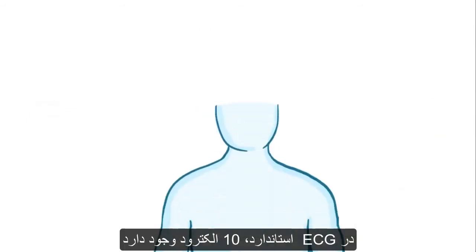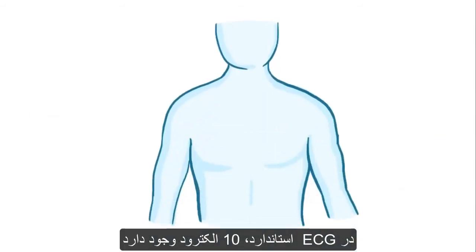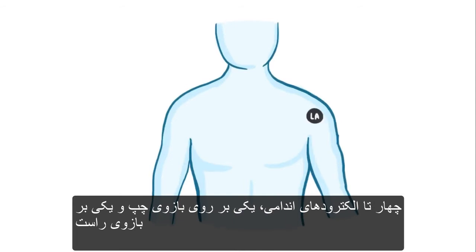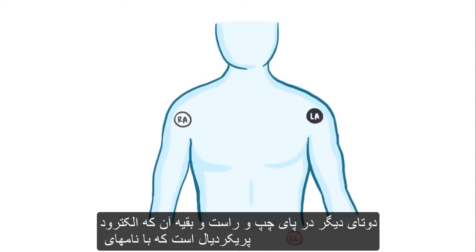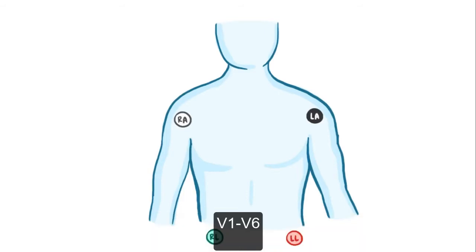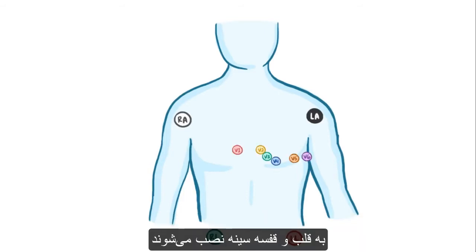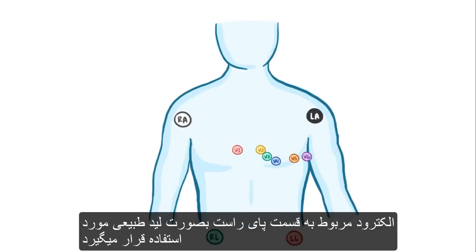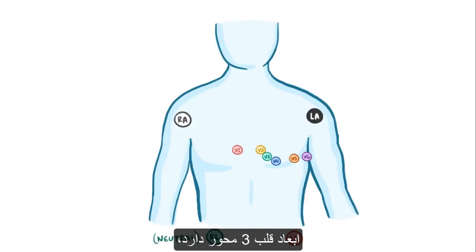In a standard ECG, there are 10 electrodes. 4 limb electrodes, one on the left arm, left leg, and right leg, and 6 precordial electrodes, V1 through V6, that wrap around the chest. And the right leg electrode is usually used as a neutral lead.